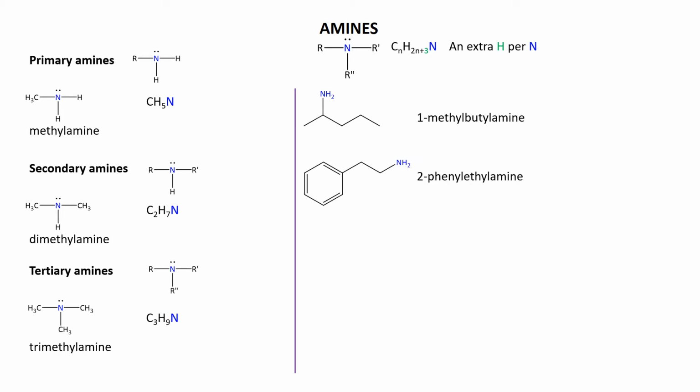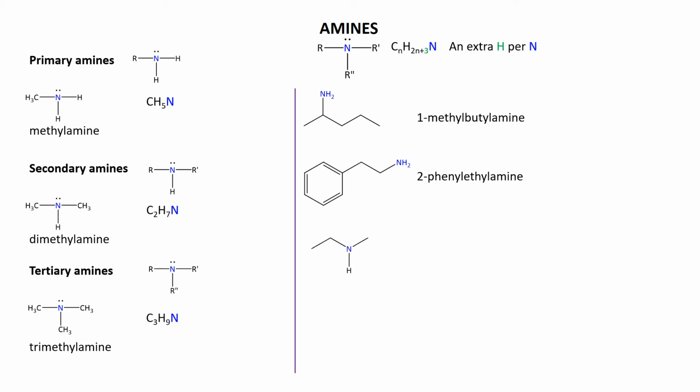The emphasis again: pick the longest chain that has the nitrogen in it. So we ignore this aromatic here. We say the nitrogen is on a 2 carbon chain, so it's an ethylamine. And then this phenyl group is attached to carbon 2, so 2-phenylethylamine.